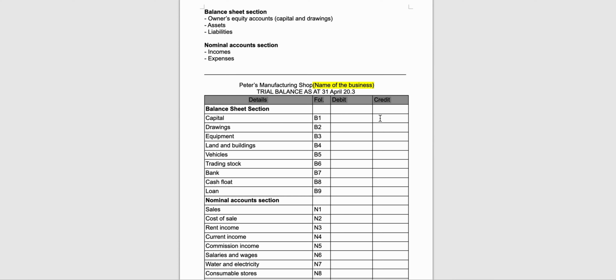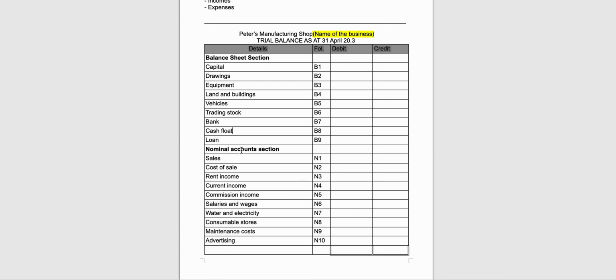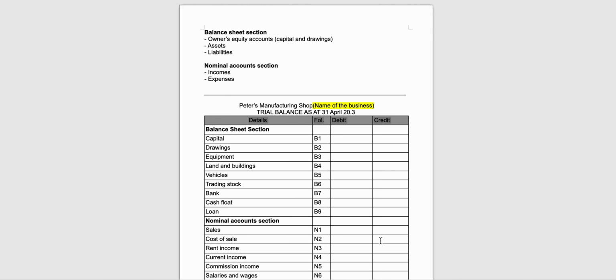Okay. So the first thing that you need to know with regards to a trial balance is that it has two sections. We have first the balance sheet section, and then we have the nominal account section. So what are these sections? What goes into these sections? Let's look at this information above.